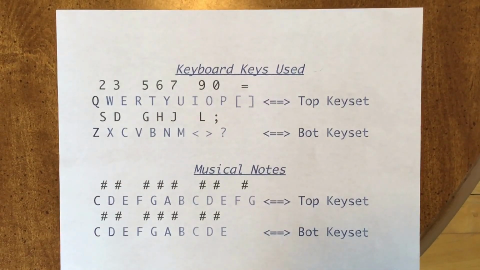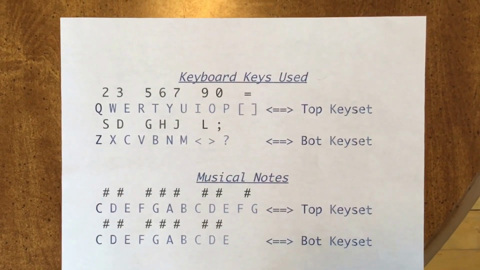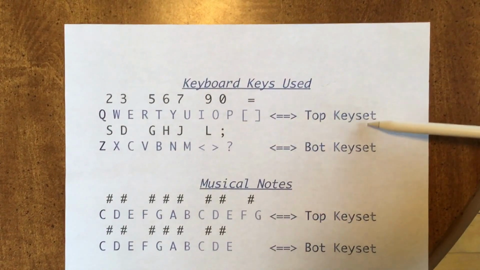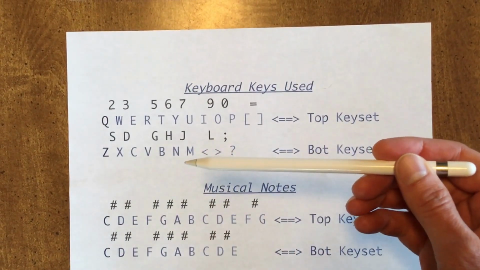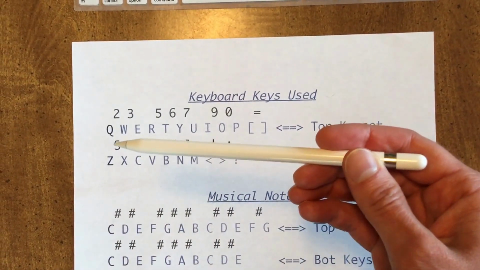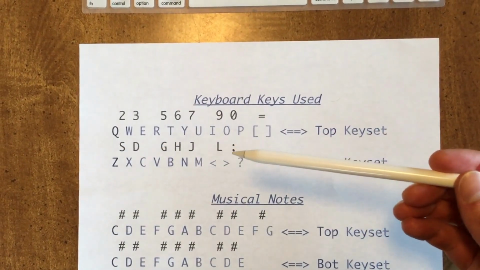So here's how I did my layout. The idea was that I divided the computer keyboard into two approximately 1.5 octave key sets. We have the top key set and the bottom key set. The bottom key set consists of two rows, the Z through question mark row, and what would be the A row, but we don't really use that. We use the S through the semicolon row.